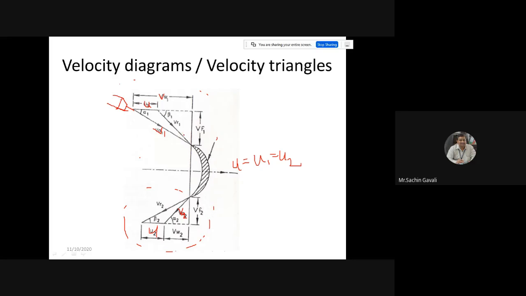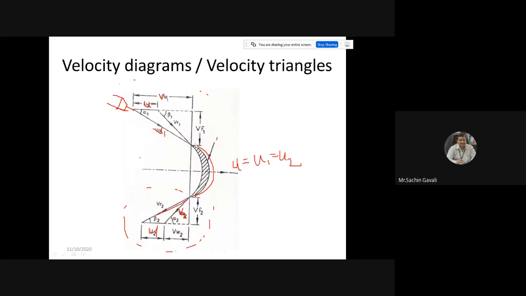Similarly, when the steam does the work and moves the blade, the steam will glide over this particular blade. I don't draw that in our diagram. It will emerge in the form of v2. At the same time the blade moves in this direction with velocity u, and there is a difference between v2 and u, called vr2. This vr2 makes an angle with the horizontal, called beta 2.